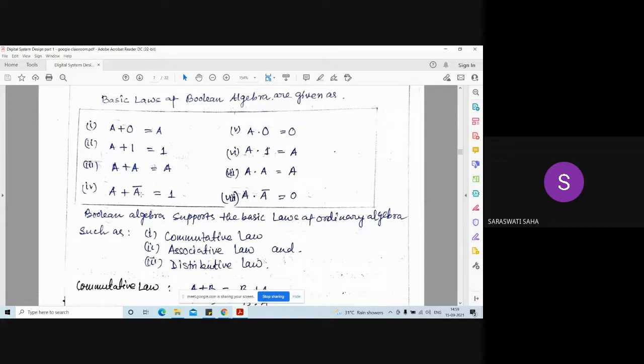A plus A bar, what will be the result? A plus A bar. At any instant, if A is 0, then A bar will be 1. Right? 0 plus 1, then what will be the output? 1. Check if A is 1, then A bar will give us 0. So, 1 plus 0 gives us 1. So, this is our rule.